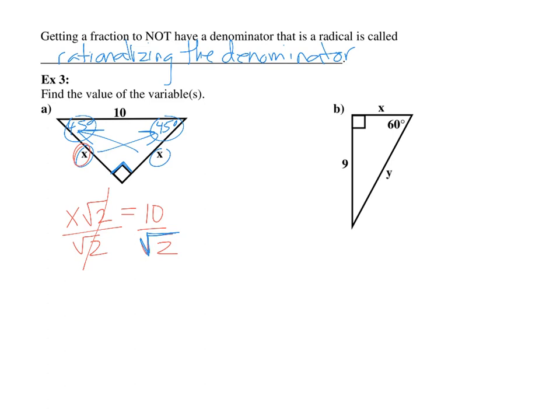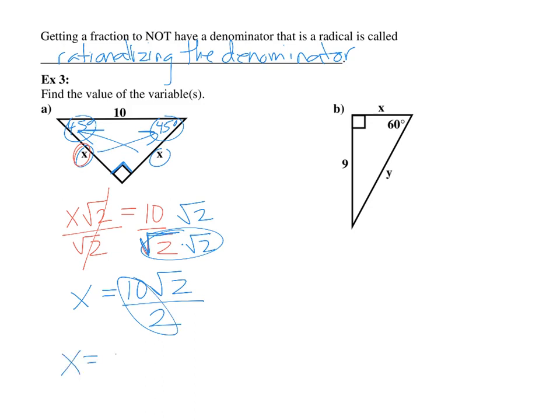Well, to get rid of the square root in the denominator position, you simply multiply it by itself. But whatever you do to the bottom, you also have to do to the top. So I have 10 square root of 2 over 2, because square root of 2 times square root of 2 is 2. Now I divide 2 into 10, and I get 5 square root of 2. Done. All right, let's do one more example.